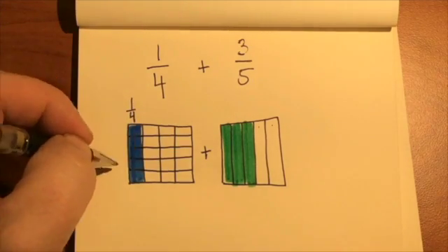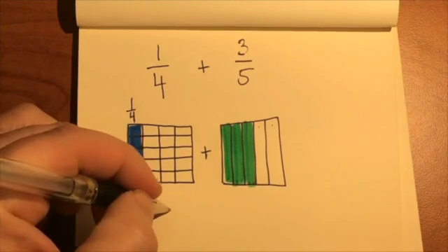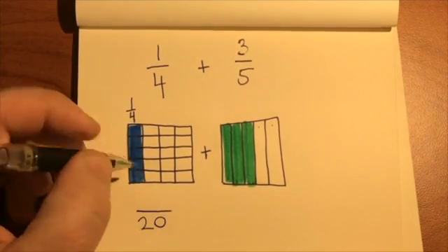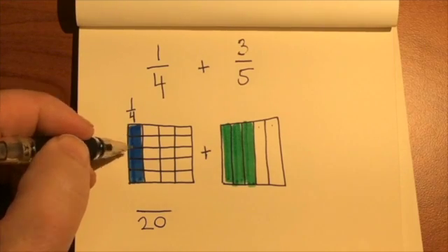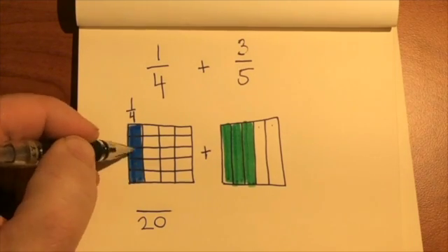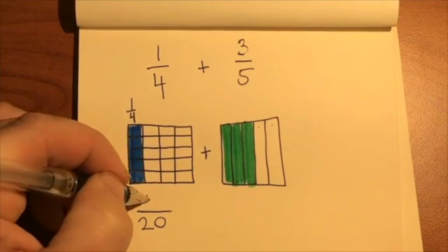Okay, so here I have 5 times 4. My new denominator is 20. And I can just count here to figure out what the numerator is. 1, 2, 3, 4, 5.